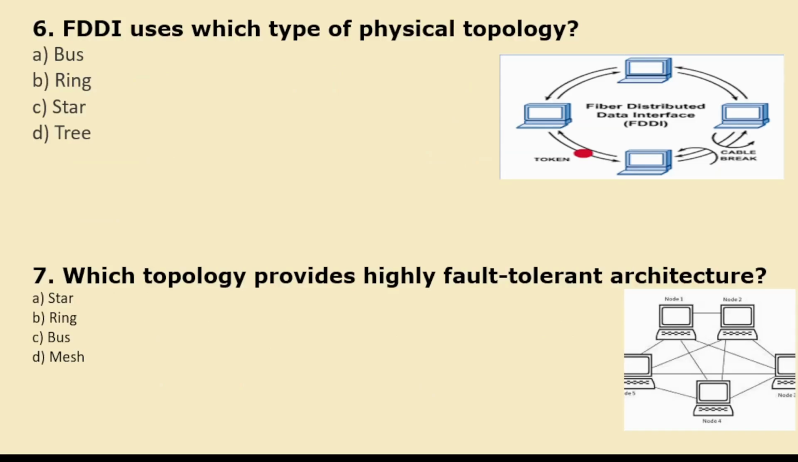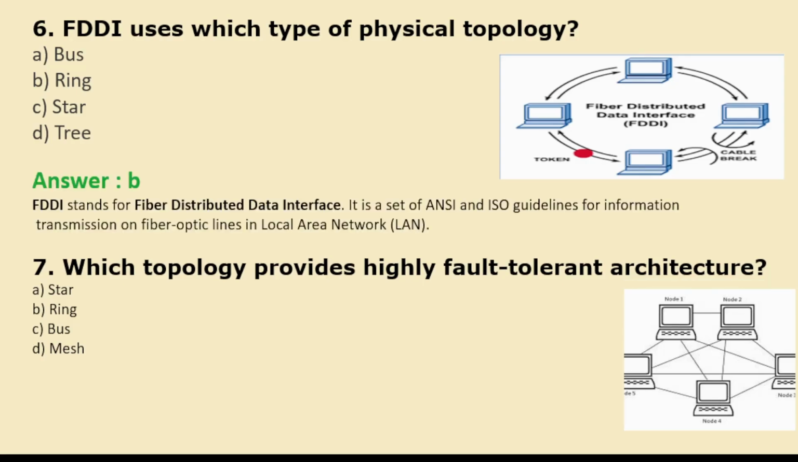Our next question is, FDDI uses which type of physical topology? A. Bus. B. Ring. C. Star. D. Tree. So the correct answer is B, ring. FDDI stands for Fiber Distributed Data Interface. It is a set of ANSI and ISO guidelines for information transmission on fiber optic lines in a local area network. As you can see in the diagram, this is how the FDDI interface looks, and it uses ring topology.